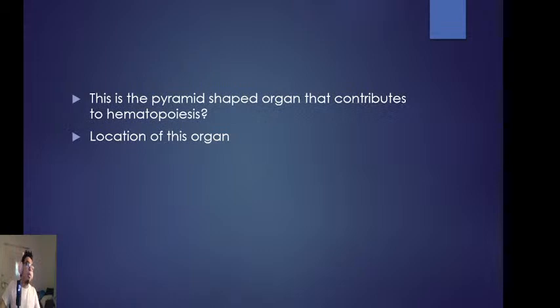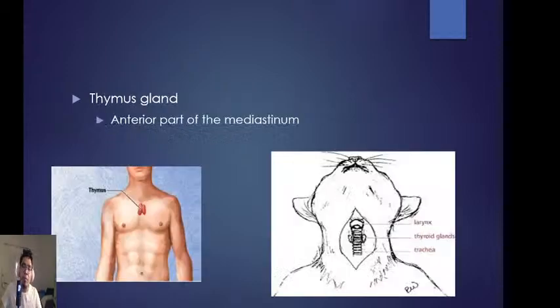Now, it's a pyramid-shaped organ that contributes to hematopoiesis. Obviously, we know it as the thymus. The location of the organ is the anterior mediastinum. For humans, it's here in our mediastinum. For cats, it's here, near their, I don't know, larynx. So be mindful of the location of the thymus. If you're not a cat, it's not going to be seen in your neck. It's going to be in your mediastinum.